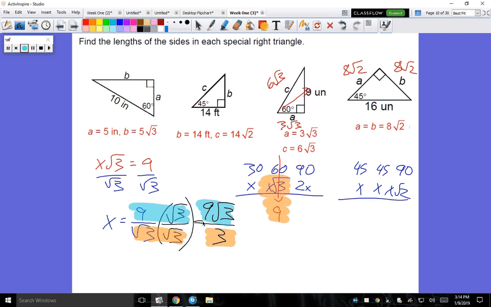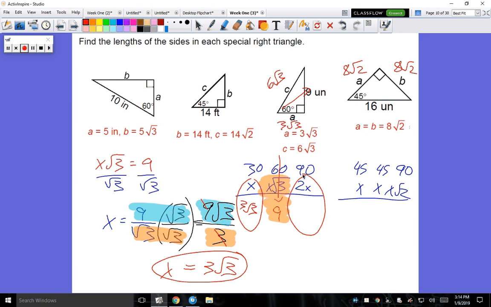How does this reduce? Because reduction is huge as far as full credit for the semester, okay? Let's reduce everything. Can I cancel those 3's? No. But I can cancel the 9 with the 3 to make it 3 root 3. So guys, 3 root 3 is x. So everywhere you see an x, I want you to write 3 root 3. What would this equal? 6 root 3. Nice job. And that's how you got the corresponding answers.